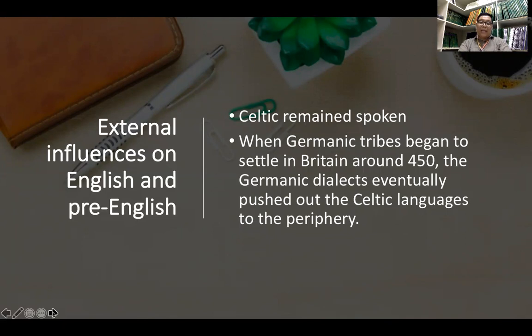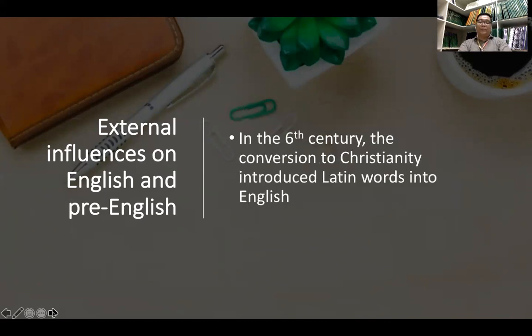When Germanic tribes began to settle in Britain around 450, now this is where geographical factors come in. The Germanic dialects eventually pushed out the Celtic languages to the periphery. That is why the Germanic dialects, one of these is the English language, came into the spotlight.